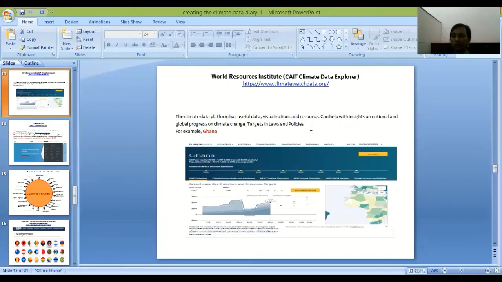Again, it's not just numbers that you have on this site. It also has very useful information that can be used by any climate researcher. What I like the most on this website is it gives you interesting aspects of climate policies, again, country-wide. And this is a screenshot of the country Ghana that I've just taken from this site.